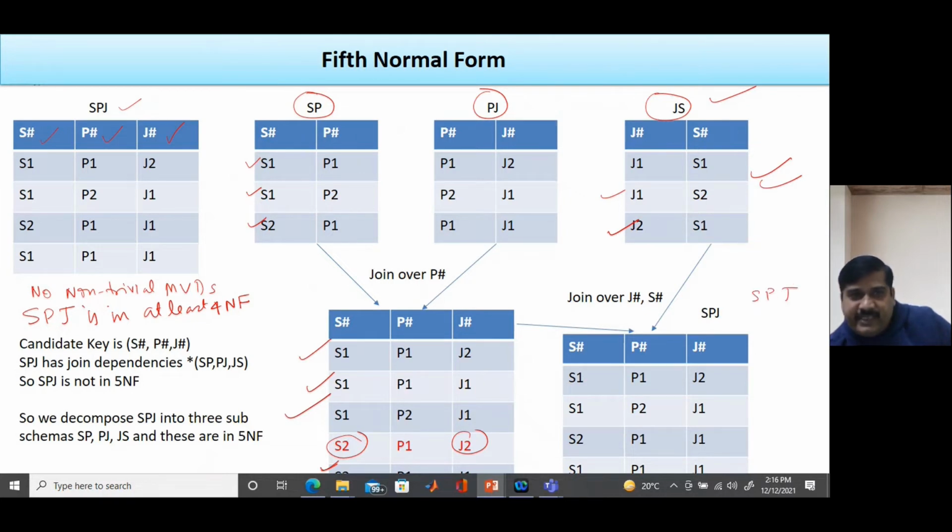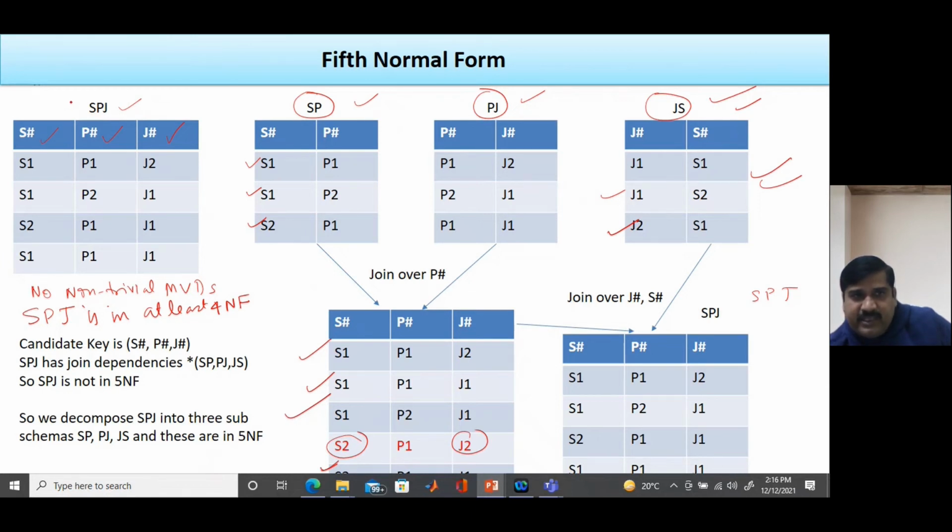So first we project this relation into three relations, and after the join we get the original. So we can say that this is a lossless join decomposition, and since there is no subschema which is equal to the original schema, it is a non-trivial join dependency. And if a non-trivial join dependency exists on this table, we can say that SPJ is not in fifth normal form.